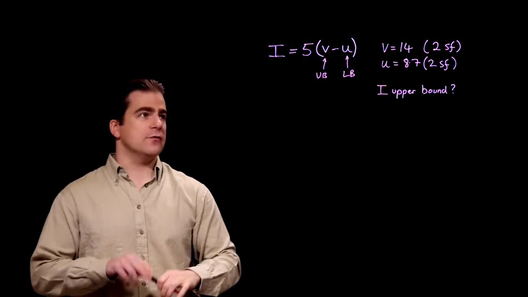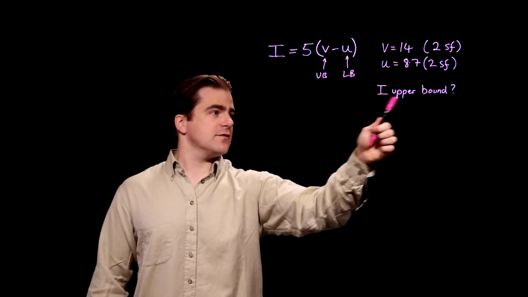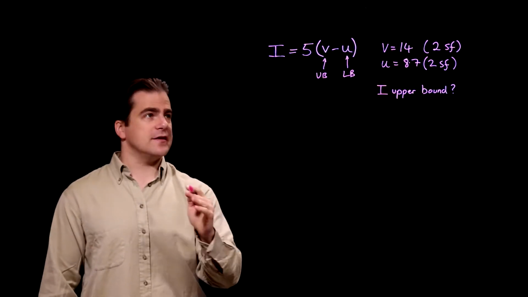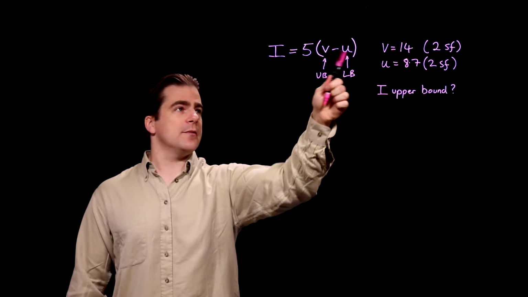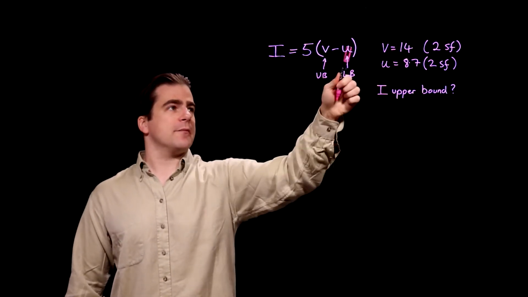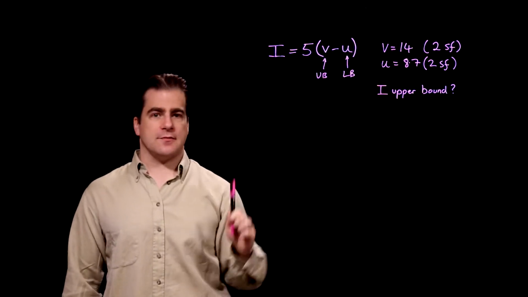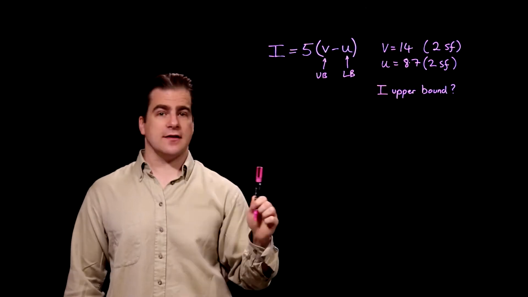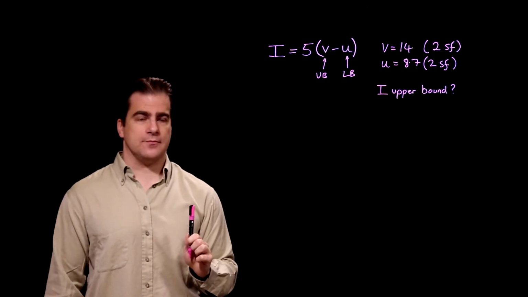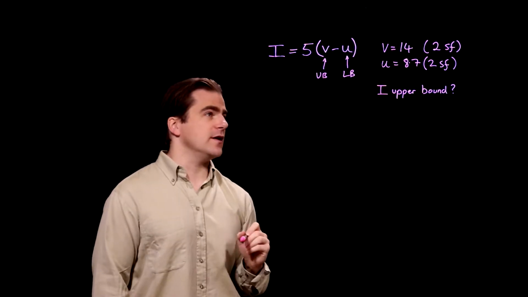Okay, that's important. Don't fall into the trap of taking the upper bound for both of them. Yes, it's asked for the upper bound for I, but that doesn't necessarily mean you take the upper bound for everything on the other side. Just to recap, we want to make this whole thing as big as possible. So that means v has to be as big as possible, but because we're subtracting u, it has to be as small as possible. Okay, so we need the upper bound for v.